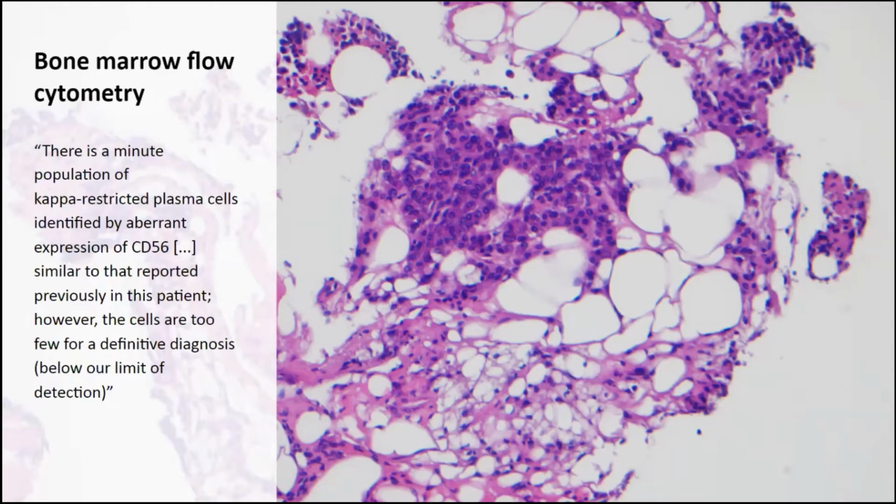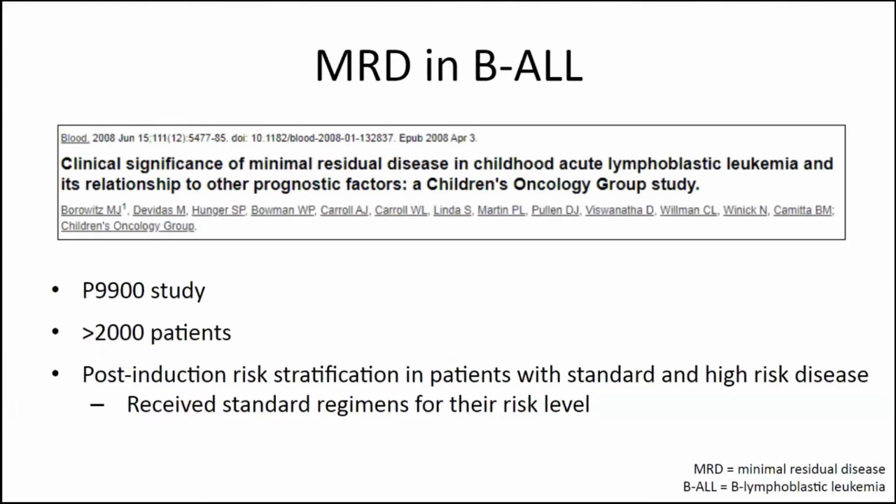We've seen how small populations can be identified on flow cytometry, and hopefully we understand the principles. Well, so what? Just because we can detect it doesn't mean it's clinically relevant. So luckily we have a lot of data to turn to in this regard. To highlight the importance of MRD, let's look at some of the landmark studies regarding MRD in B-ALL.